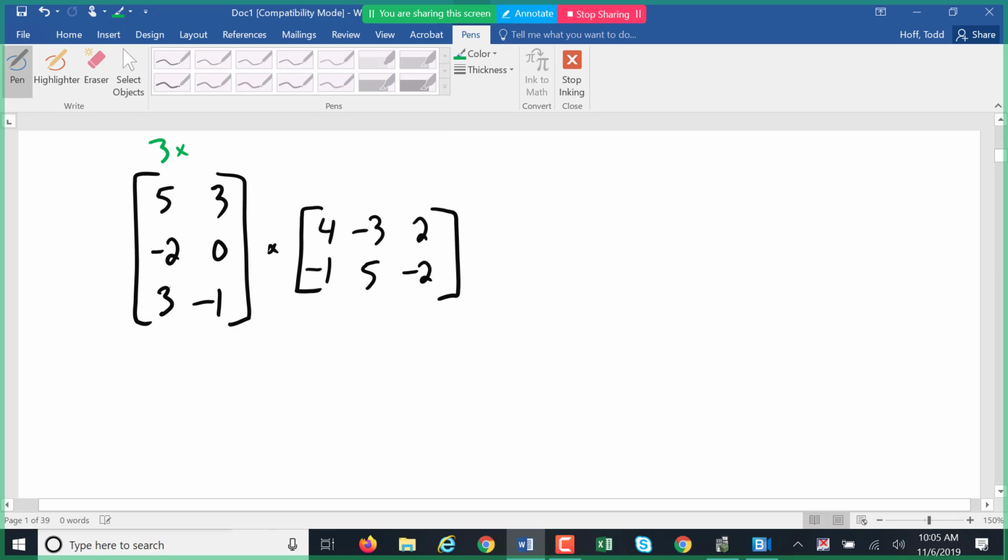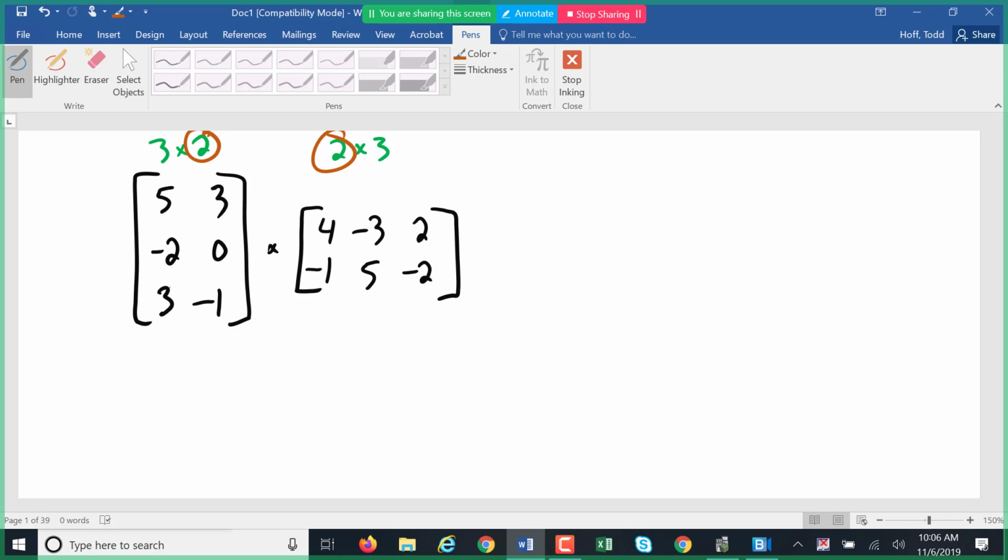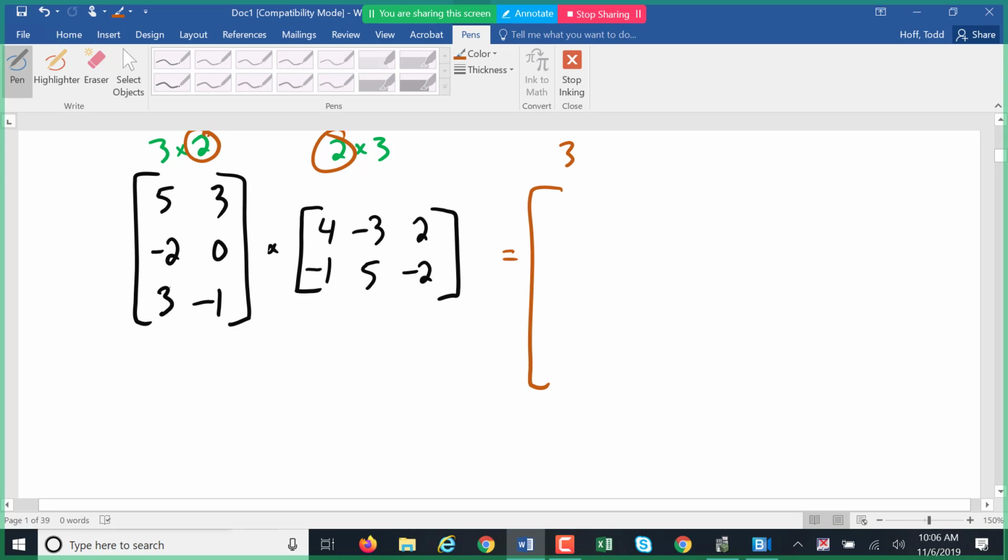This is 3 by 2. This one here is 2 by 3. Remember, these inside dimensions have to be equal. And they are. The columns of the first matrix equals the rows of the second matrix. My resulting matrix is going to be 3 by 3. The leftover, the rows of the first and the columns of the second.